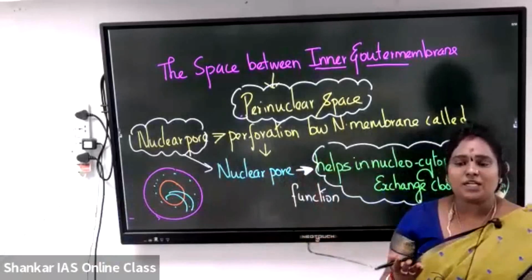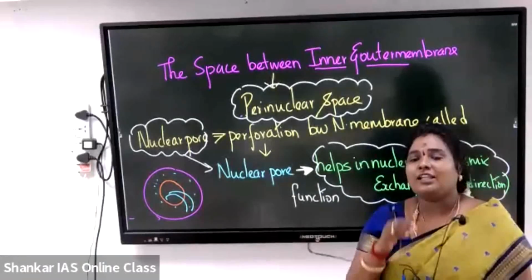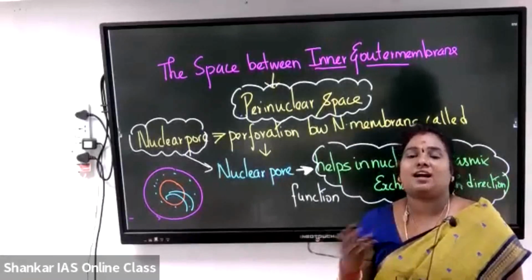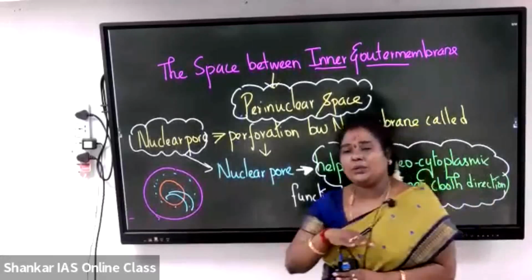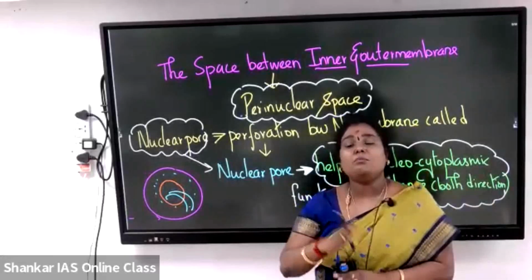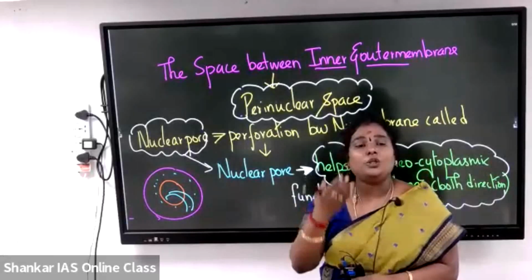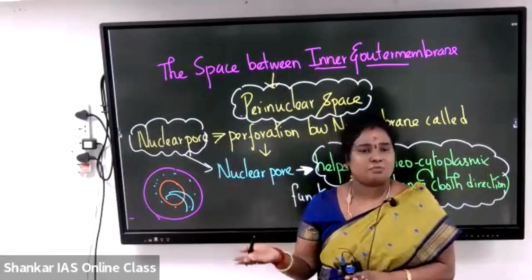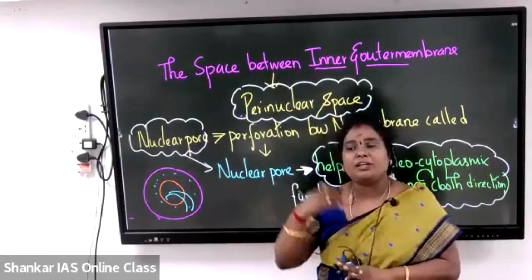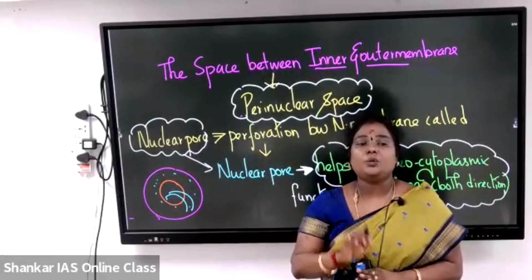So in other words, how could you frame it perfectly? You could say that the nuclear pore facilitates the transfer between the nucleus and the cytoplasm in both directions. So what is the purpose? They help in the exchange between the nucleus and the cytoplasm in both directions in an equipoise manner. So that makes a transfer between the nucleus and the cytoplasm. So that's the function of the nuclear pore.